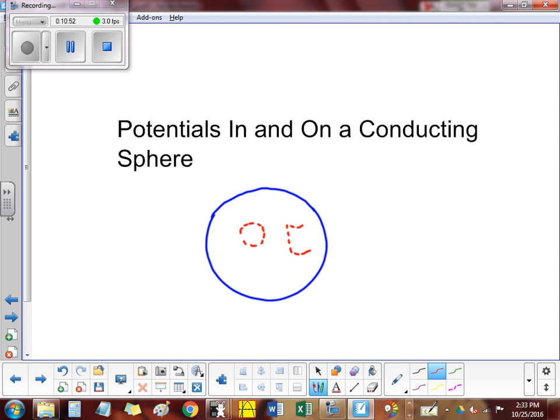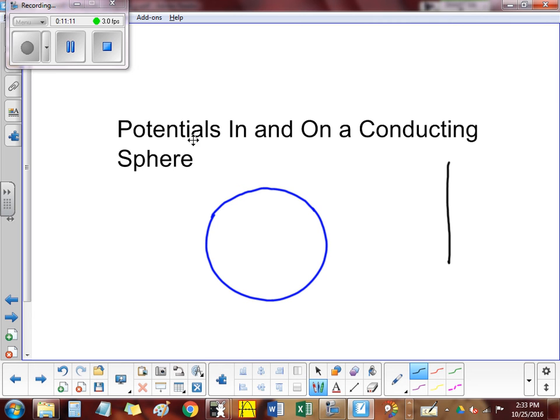Pick your favorite shape. Cylinders, Gaussian spheres, whatever you want. And there is no flux. No flux means no field. No field means no change in potential, and therefore constant throughout. So nobody cares about the inside, actually.